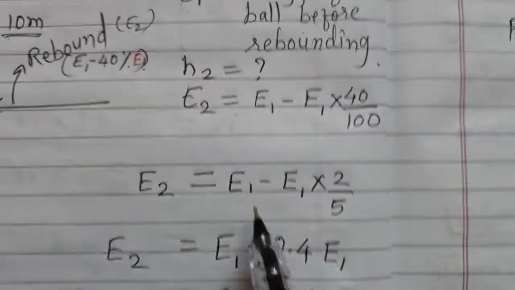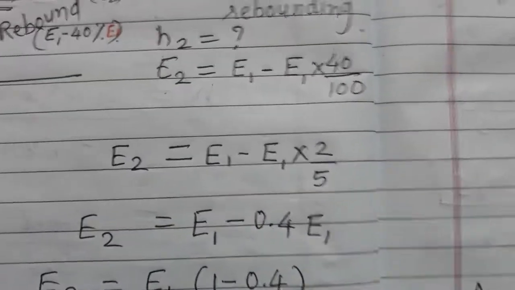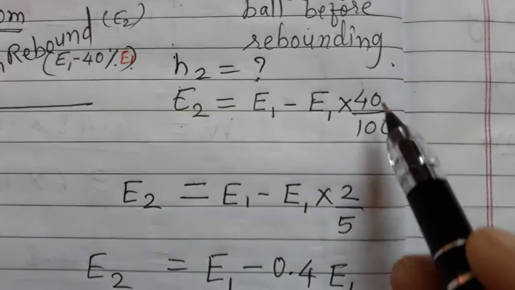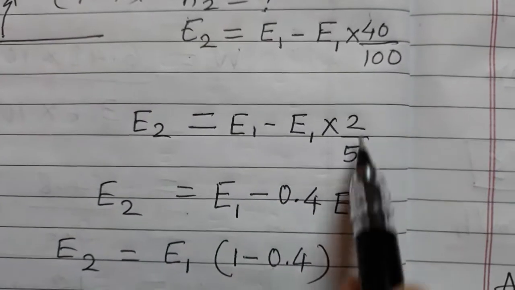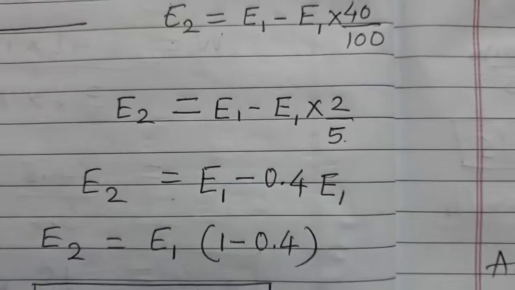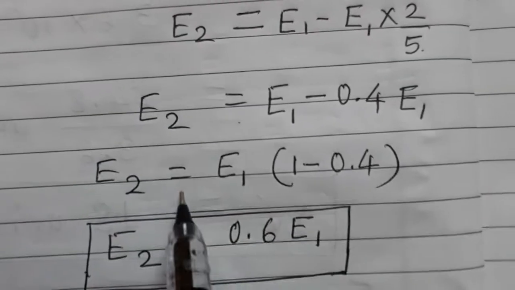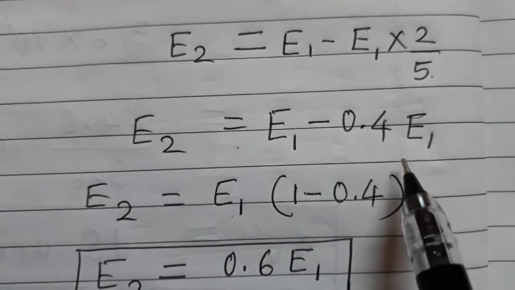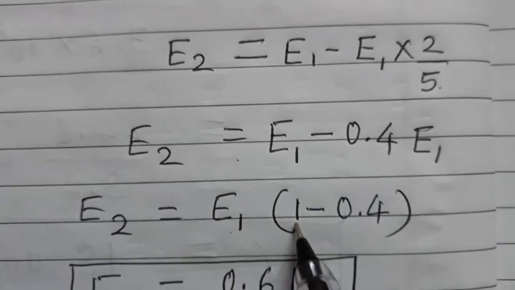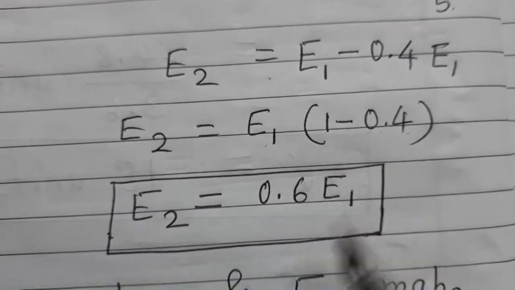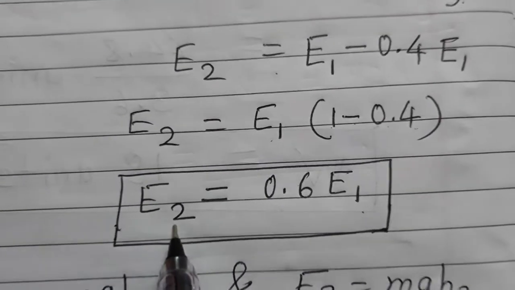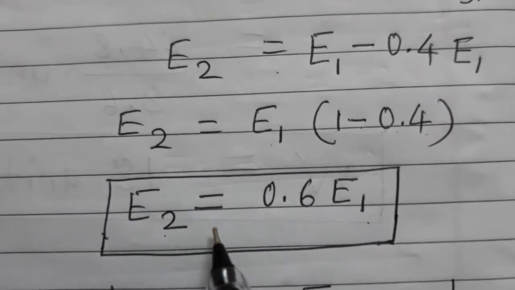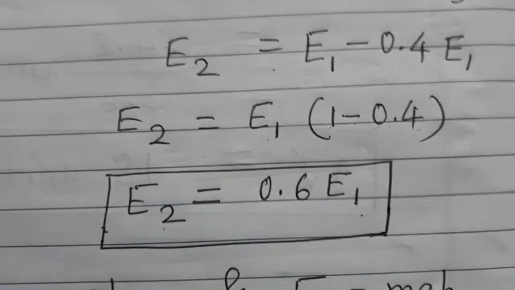So E2 equal to, solving this we get E1 minus E1 into 2 upon 5. E2 equal to E1 minus 2 upon 5, which is 0.4 E1. We solve it. E2 equal to E1 into 1 minus 0.4, as E1 is common. So we subtract 0.4 from 1, we get 0.6 E1. So this is the value of E2. For E2 we get 0.6 E1.